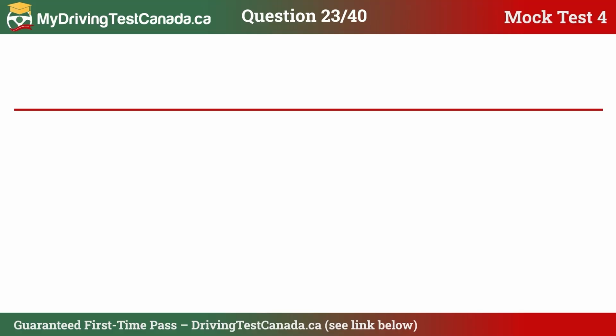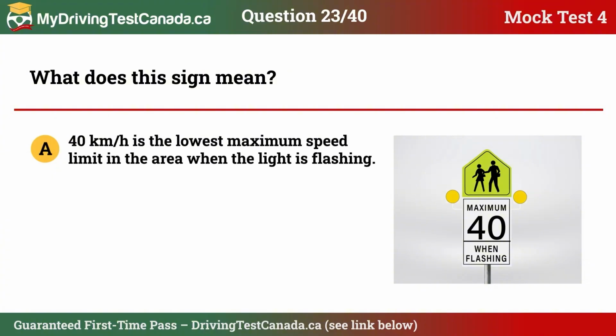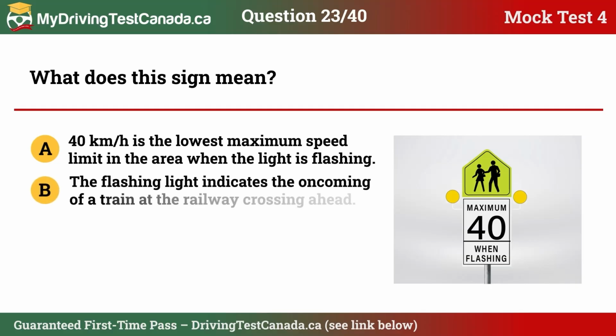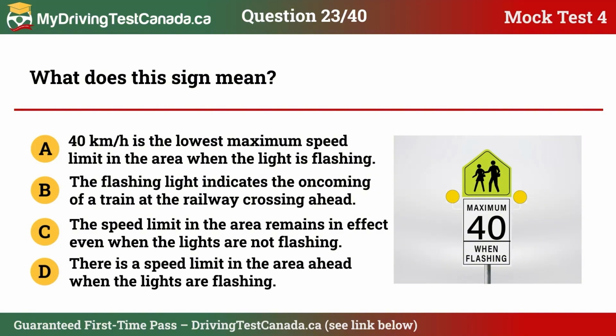Question 23. What does this sign mean? A. 40 km/h is the lowest maximum speed limit in the area when the light is flashing. B. The flashing light indicates the oncoming of a train at the railway crossing ahead. C. The speed limit in the area remains in effect, even when the lights are not flashing. D. There is a speed limit in the area ahead when the lights are flashing.